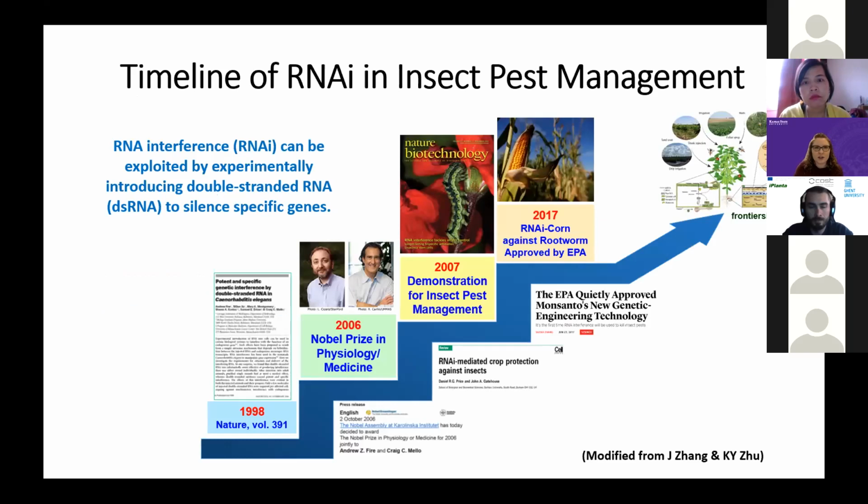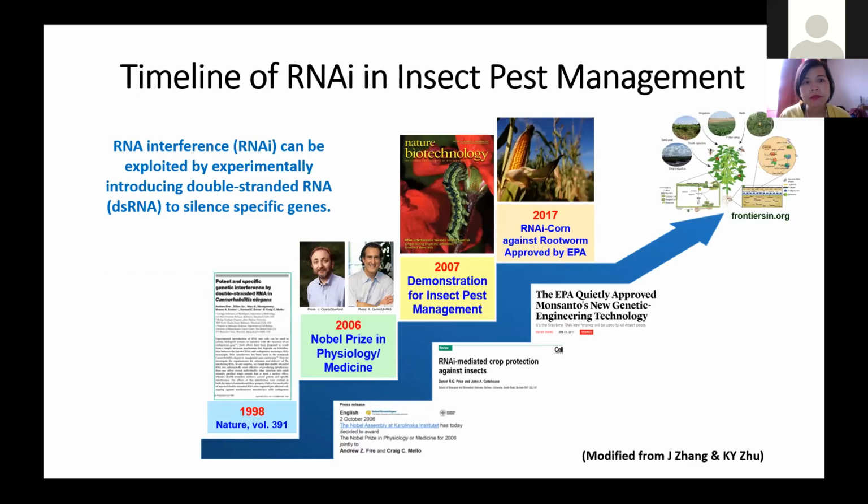So RNA interference, or RNAi gene silencing, was first described in animals in 1998. And then a few years later, the lead authors received a Nobel Prize for their discovery that RNAi can be exploited by experimentally introducing double-stranded RNA to silence specific genes. In 2007, there were 2 papers that showed proof of concept for the use of RNAi in pest management. And then about 10 years later, the EPA approved the first transgenic crop for control of insect pests using double-stranded RNA. And now there's tremendous interest in using RNAi as a new mode of action to control insect pests.